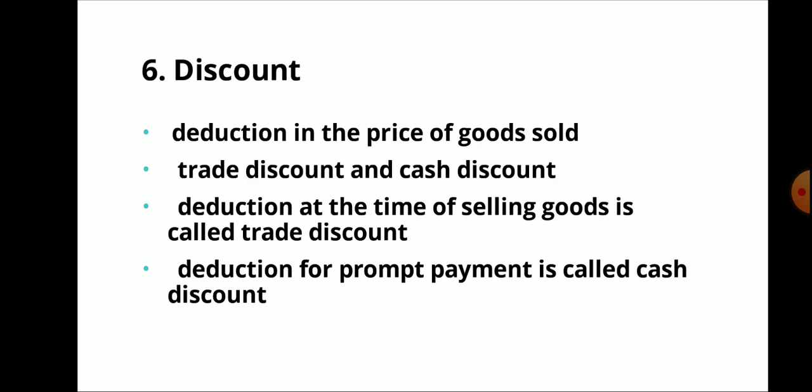Sixth one, discount. Deduction in the price of goods sold. Trade discount and cash discount. Deduction at the time of selling goods is called trade discount. Deduction for prompt payment is called cash discount.